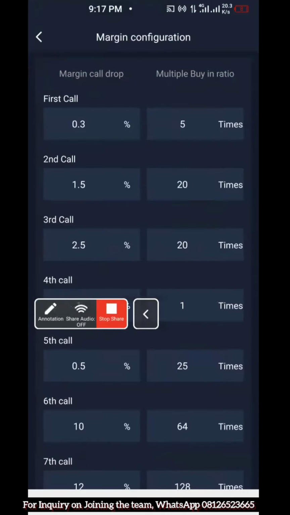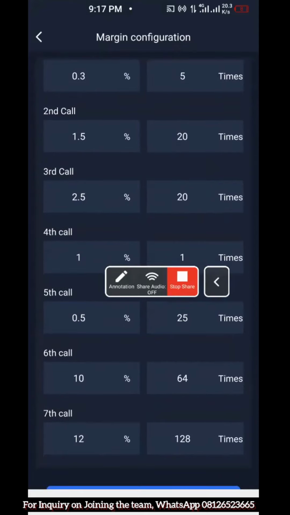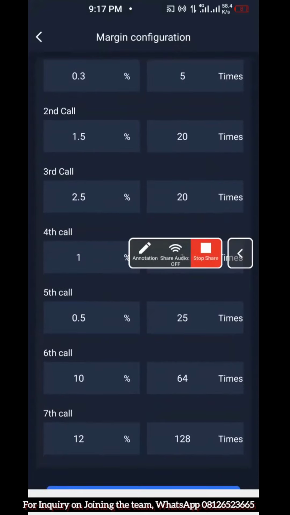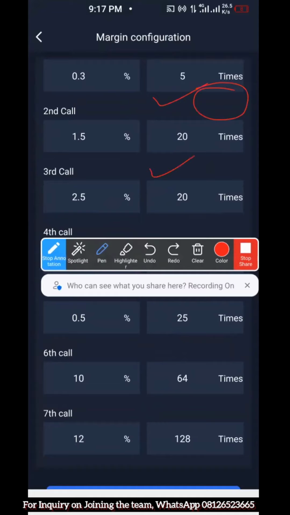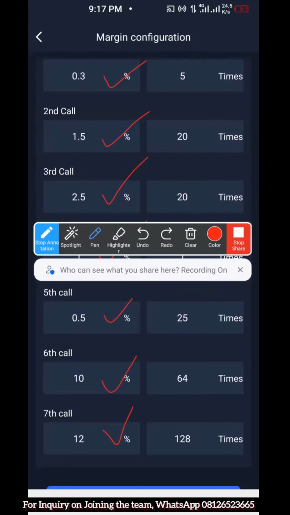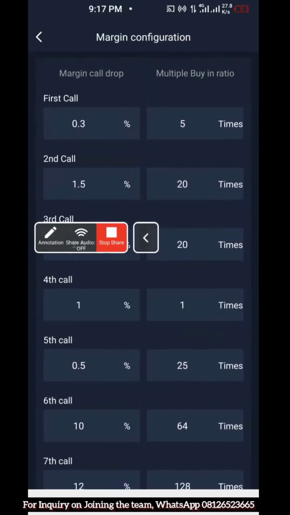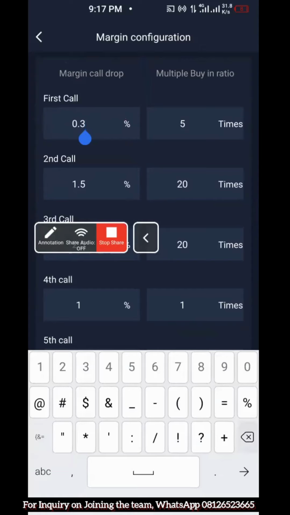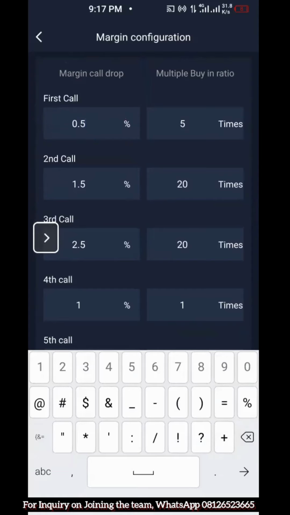So let me go into the margin configuration one more time. You remember I said we have set it for the robot to buy for us at a total of 7 different levels. That is what we call margins. So at 7 different levels, at the first level, second level, third level, fourth level, fifth level, sixth level, and 7th level. At the first call, I want the price to drop by 0.5%. Let's assume the first call is at 0.5%.